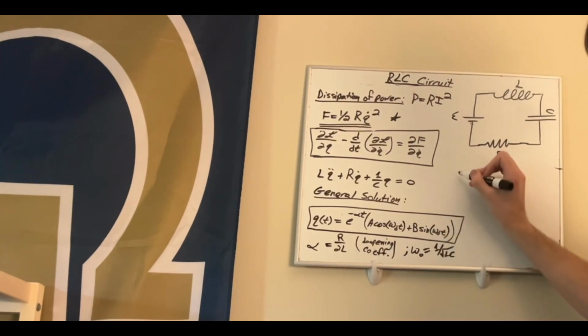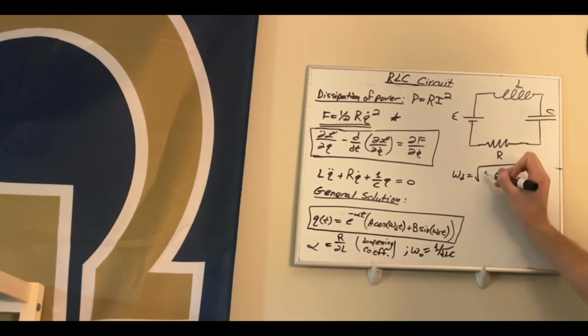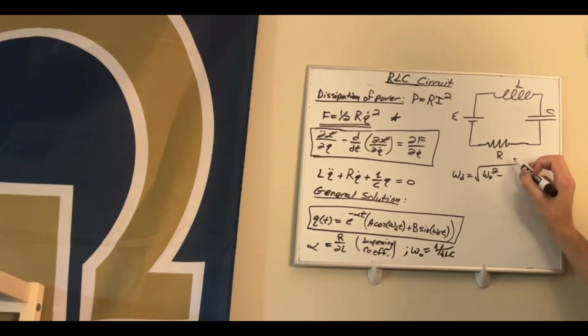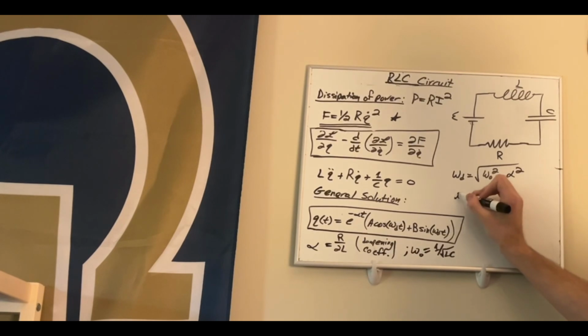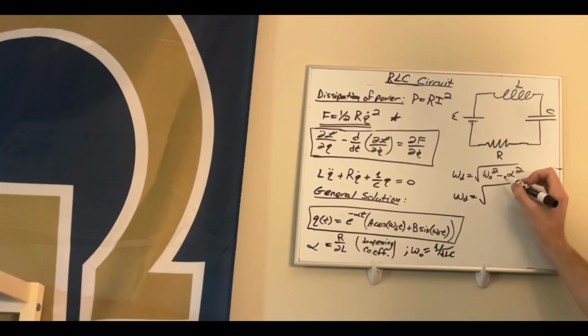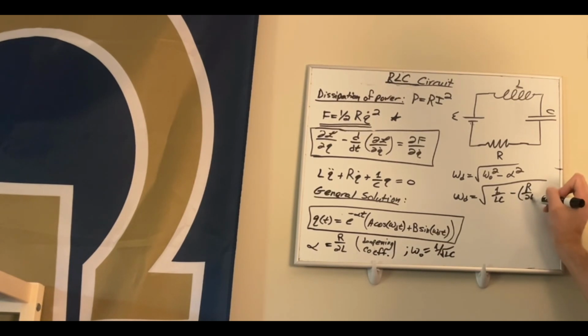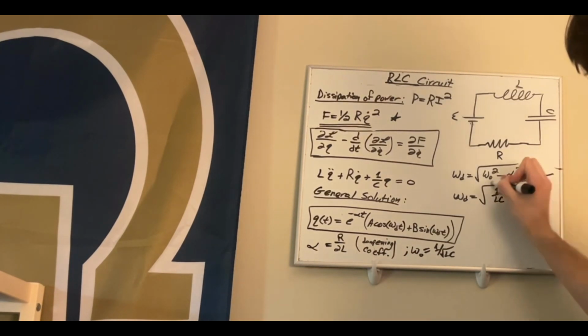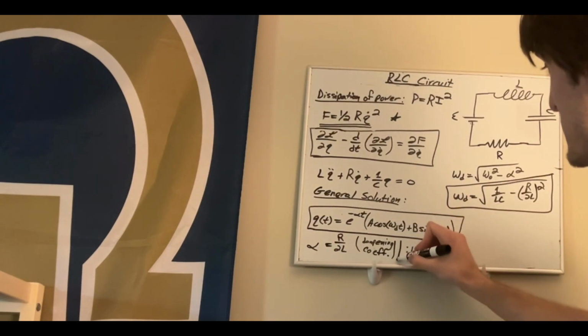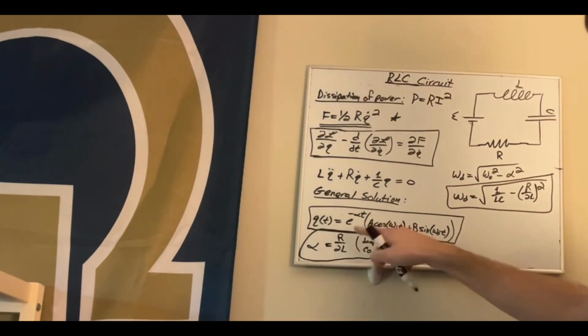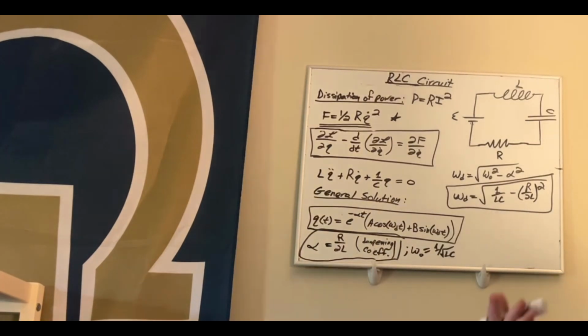Omega d comes from the square root of omega naught squared minus alpha squared. So omega d is equal to the square root of 1 over LC, squared, minus R over 2L, squared. And this, combined with this, plugged in everywhere that they appear in this, does match the harmonic oscillation of a spring system.